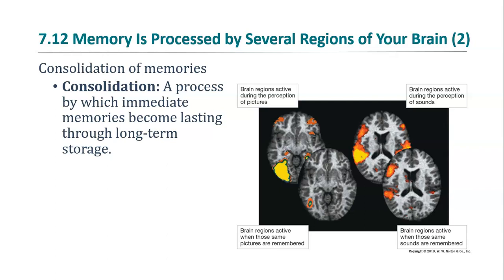Consolidation is that process by which information gets stored in long-term memory. Now, this is a physical change in the anatomy of the brain. Short-term memory is just strengthening synapses that are already there. Long-term memory is actually the growth of new synapses, new connections.